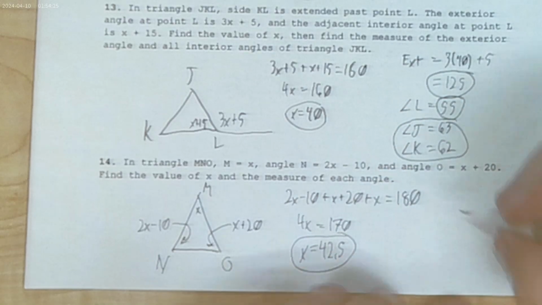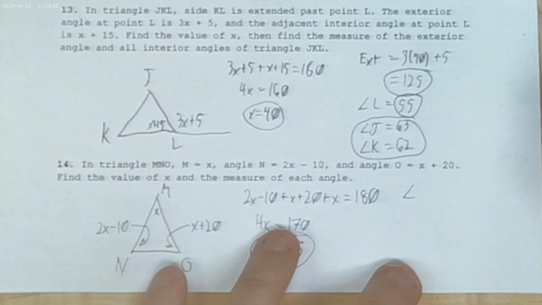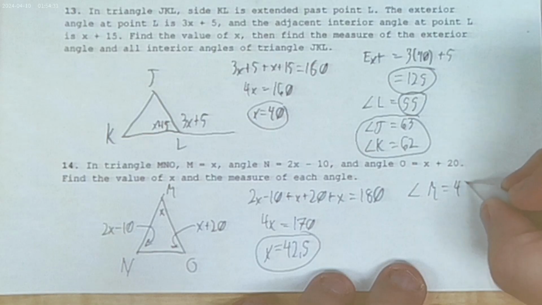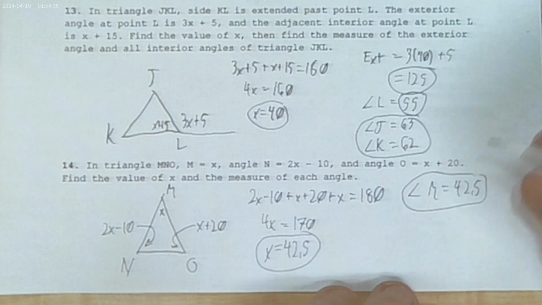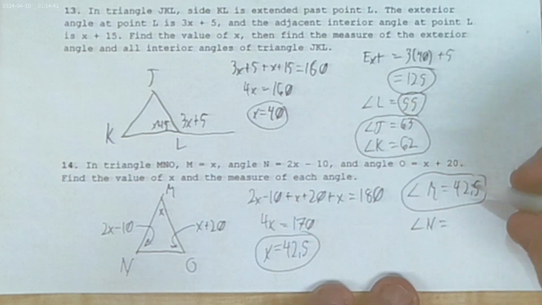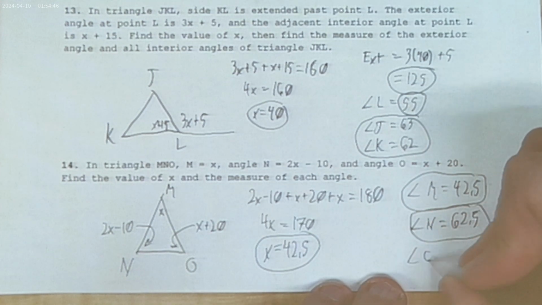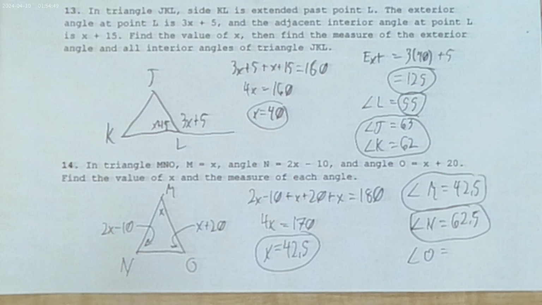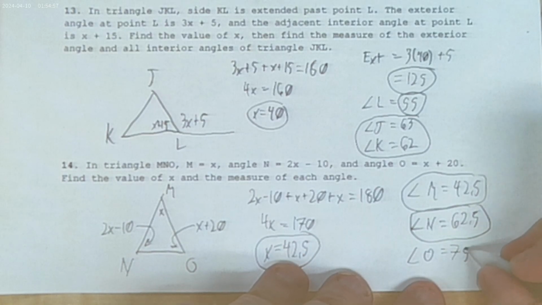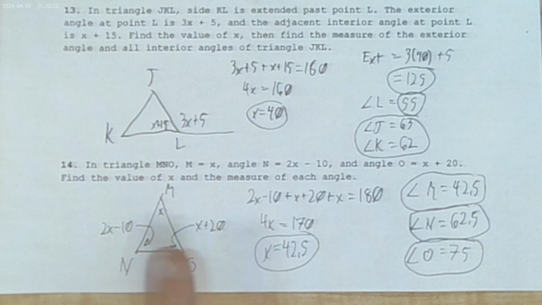All right. So we found x. Now we have to find each of the angles. Angle M equals 42.5. Pretty good stuff. Angle N is going to equal 42.5 plus 20, so that's going to be 62.5. And then angle O, I don't want to mess with doing all that, so I'm just going to do 180 minus 42.5 minus 62.5, which is going to equal 75. And there we go. That's all three of the angles from the triangle that we had.